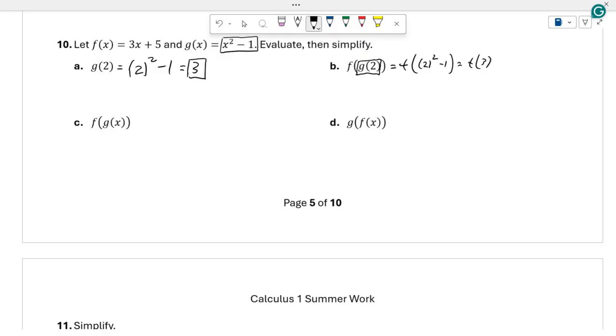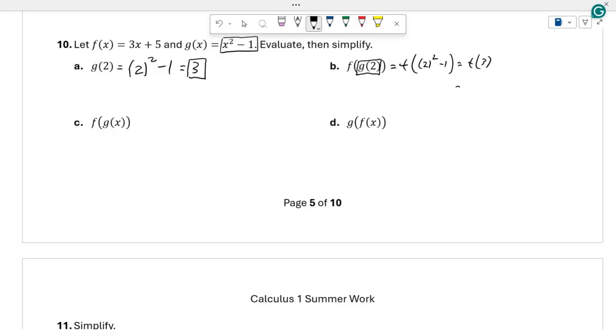However, unlike 10a, we're not done, because now I have f of 3. That 3 was an output of the g function. When you plug a 2 into the g function, you get a 3. But now we immediately turn that around, and what was an output becomes an input into the f function, because I want f of 3. We're taking our result and plugging it right back in.